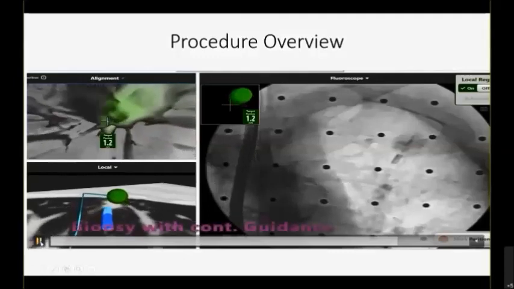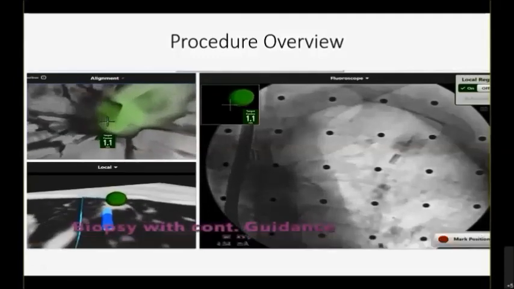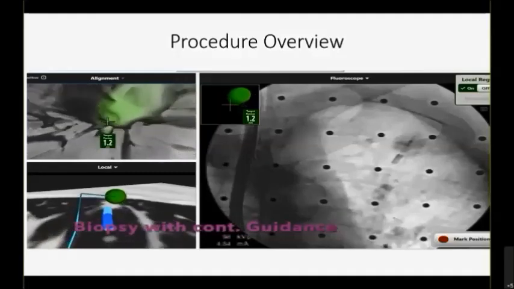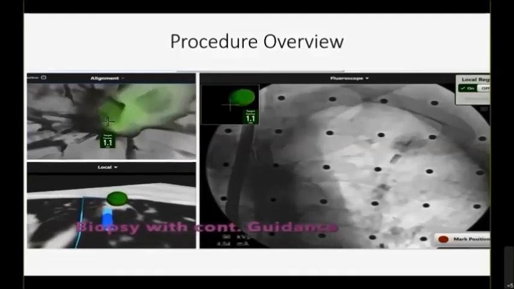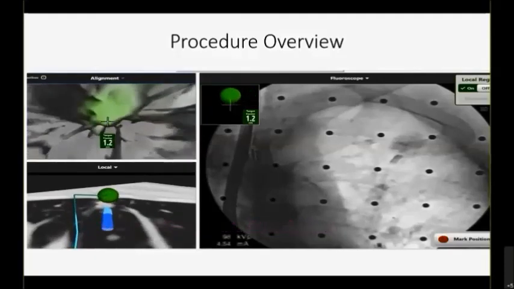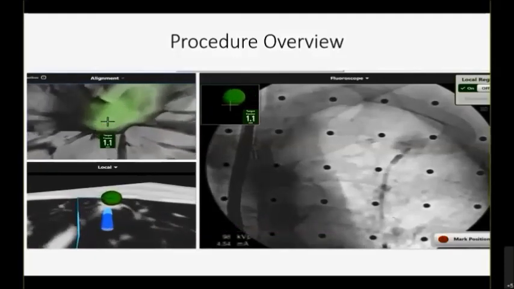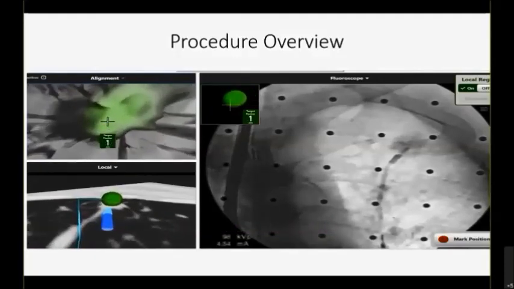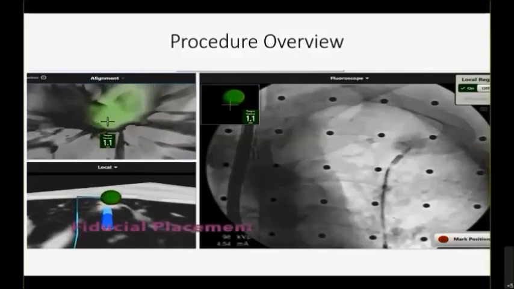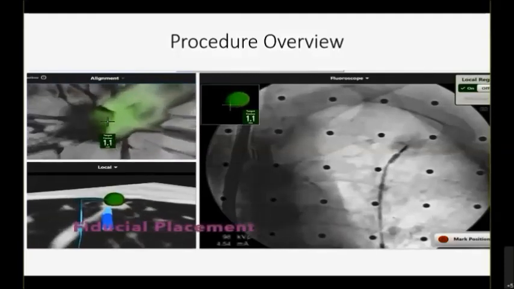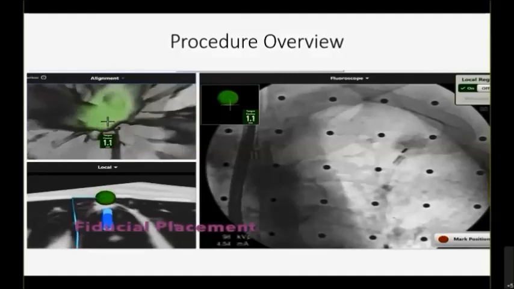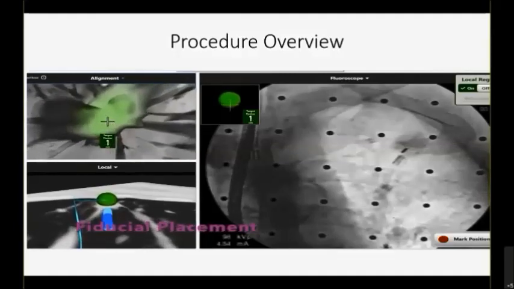But you can see over here, this is actually your local control here, and this is just an image where you can actually see the green ball as you sample, and then you got your fluoroscopic image. And I think you're going to see right here we're actually putting in a fiducial at the end. We usually place 3 more fiducials, a total of 5.